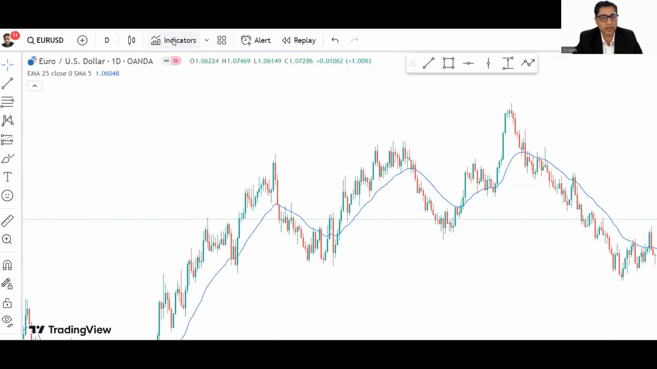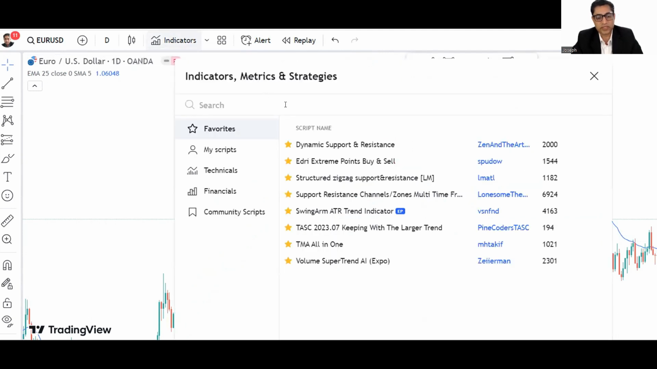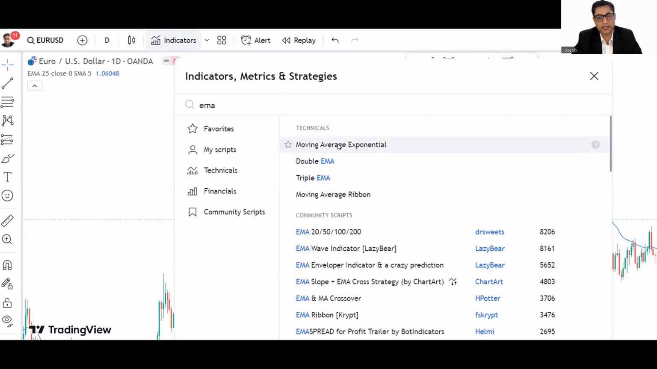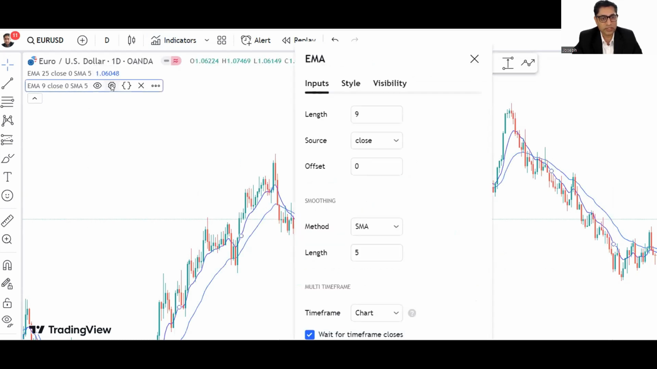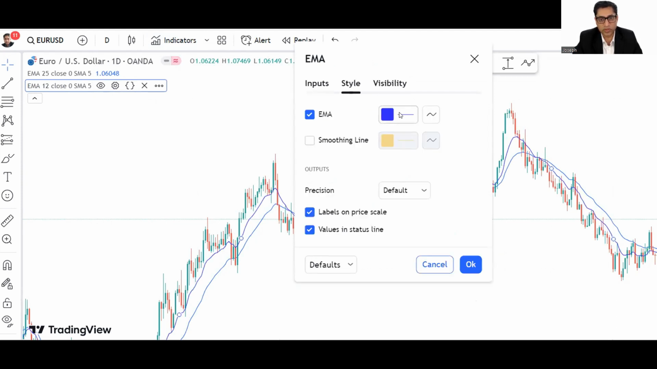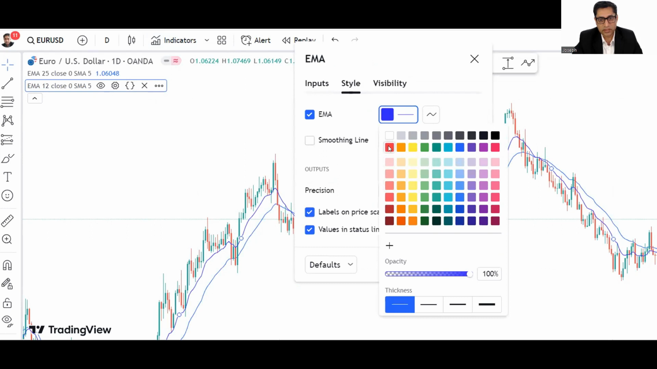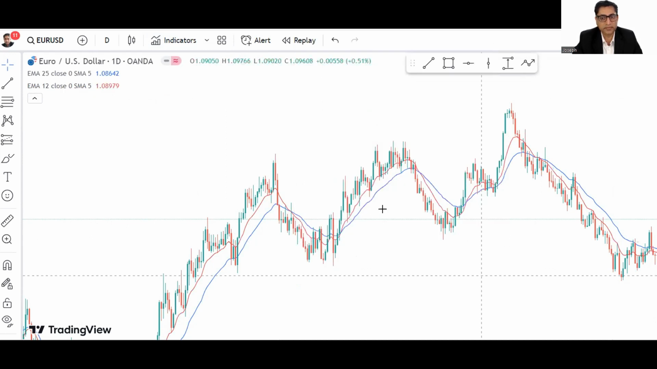If you want to add another EMA, you go to indicators, you press exponential EMA, and then you add it again as default. You can see the 9 EMA has come. You can change it to say 12. And if you want, you can change the color, because the earlier one was blue, so you can change it to red. And you press OK. So there you go, you have got two EMAs. The 12 is the red one, and 25 is the blue one.